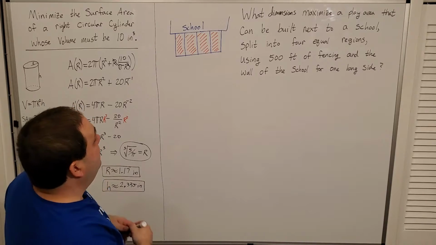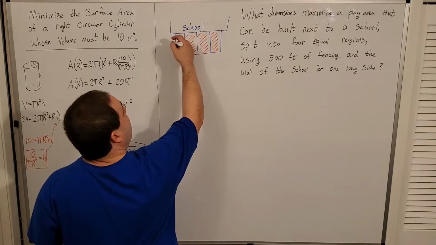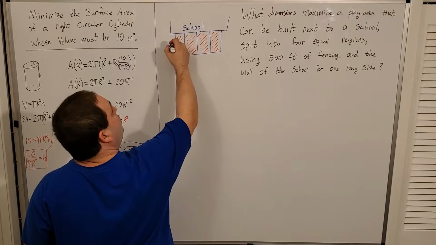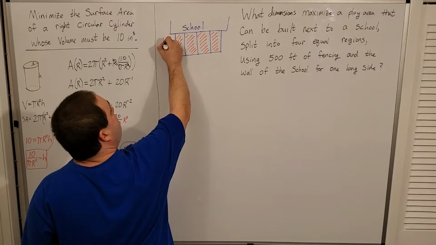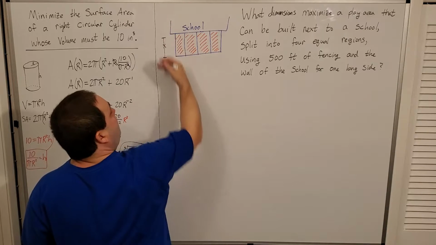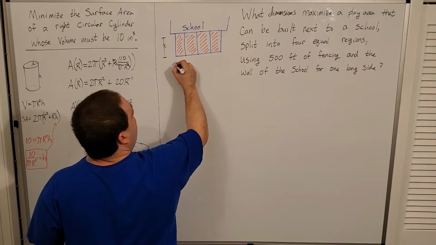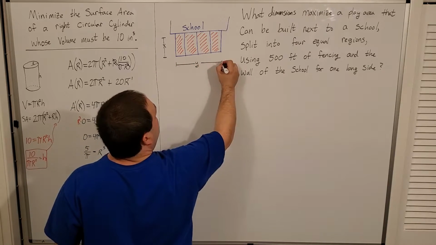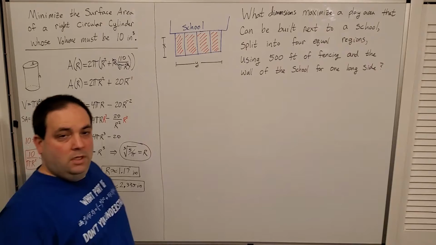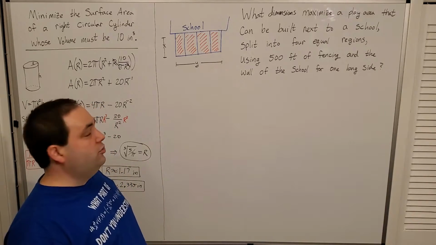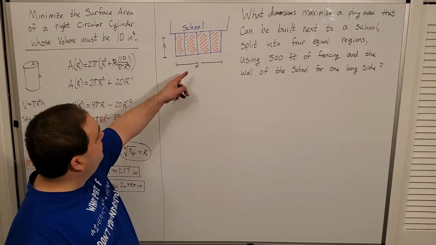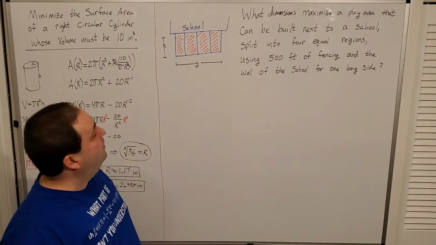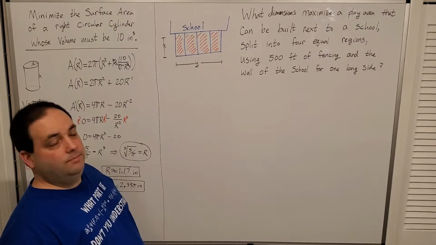Okay, fine. So if I say the dimensions, then what I'm looking for is the depth here away from the school and the width along the length of the school, right? And I'll just call them X and Y. It doesn't matter what you call them. But what dimensions X and Y of this whole thing are going to maximize this?